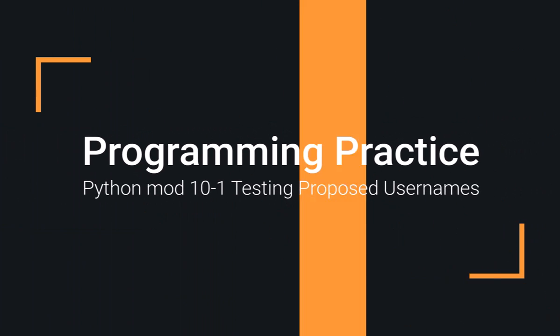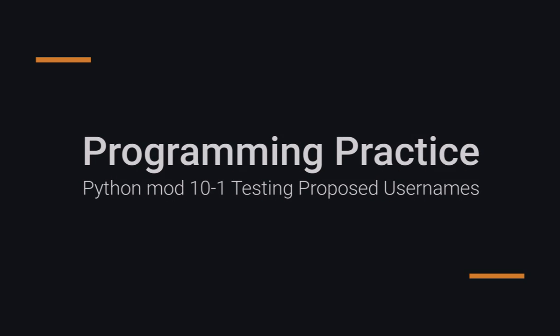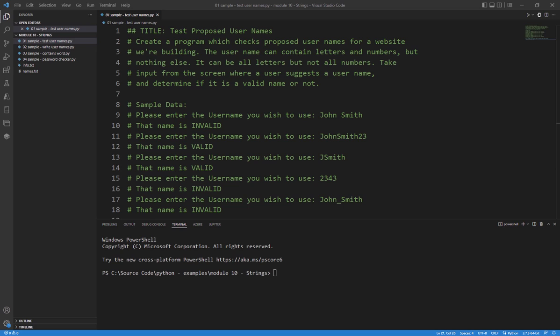The best way to get better at programming is to practice. And in this example, we're going to test proposed usernames by a person and determine if it's a valid or an invalid name. As always, this file can be downloaded from the link provided in the description below. You can pause this video and then check your answer, or if you get stuck, look for some help.